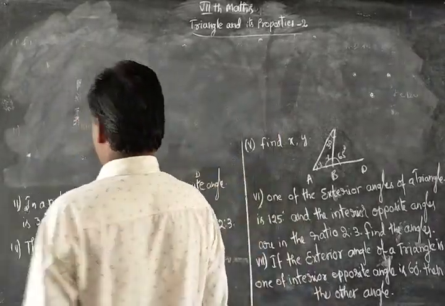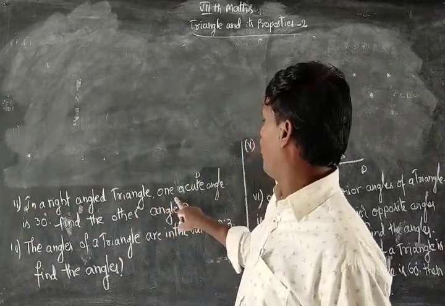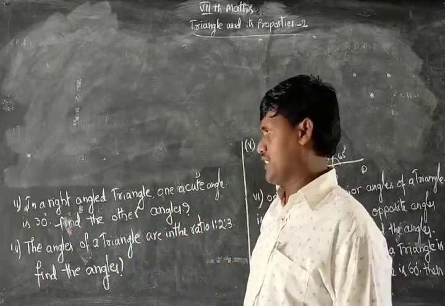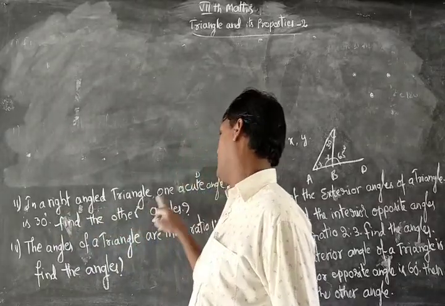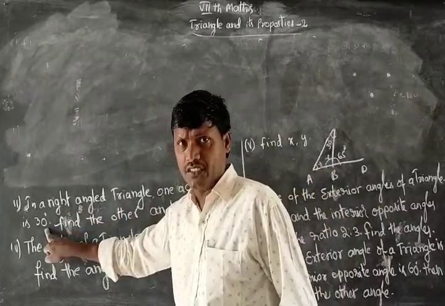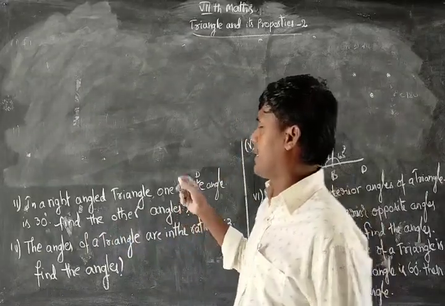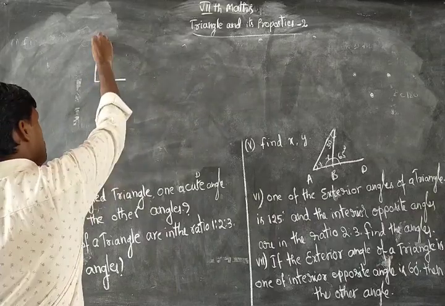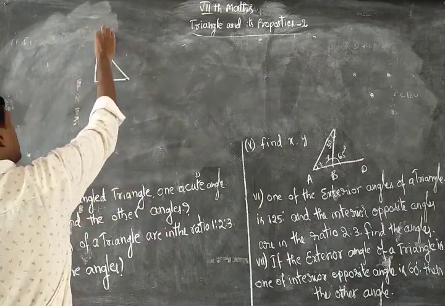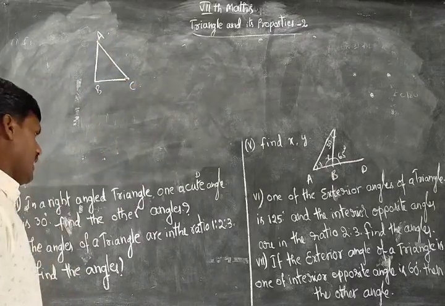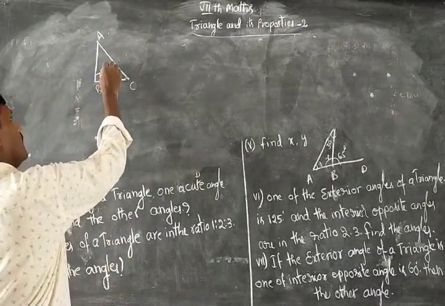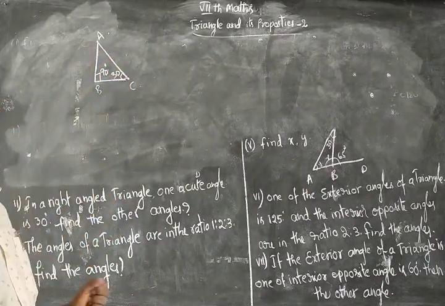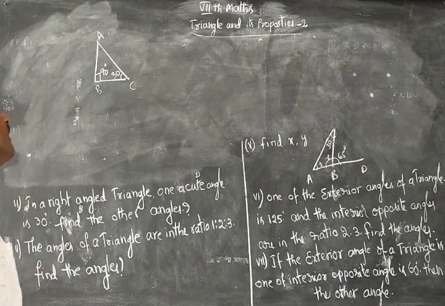Next one: in a right angled triangle, one acute angle is 30 degrees, find the other angle. First try to draw the right angled triangle ABC, 90 degrees, and one angle is given as 30 degrees. We have to find the other angle easily by applying the angle sum property.